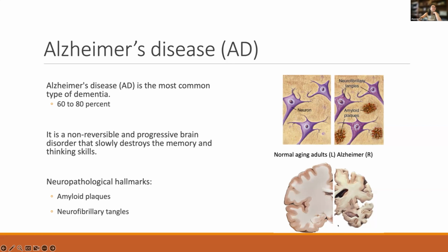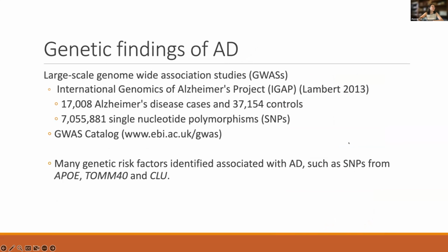From the imaging side, the Alzheimer's patient has much more severe brain atrophy. That means they have much smaller brains with very large ventricles in the middle. Alzheimer's disease is also highly heritable based on twin studies. The heritability of Alzheimer's disease can be up to 80%.